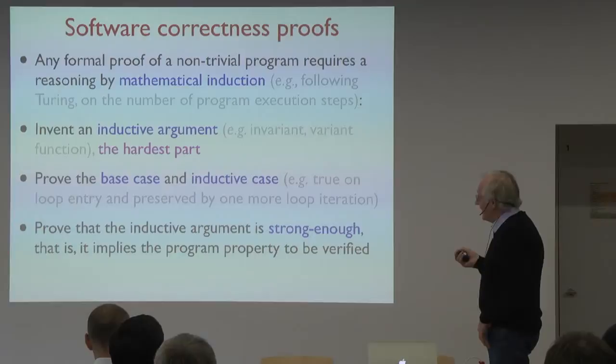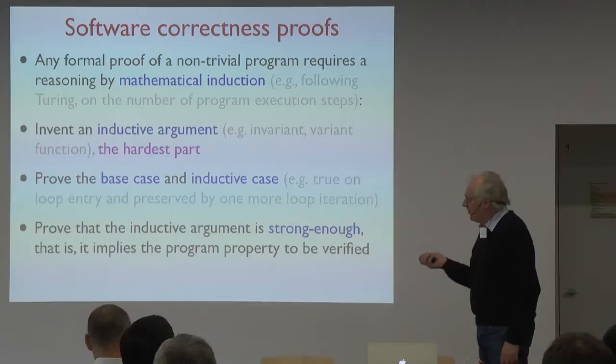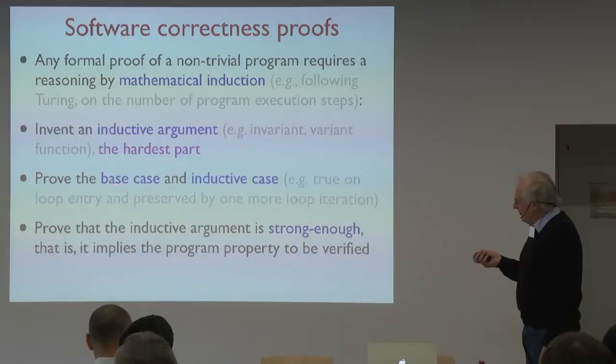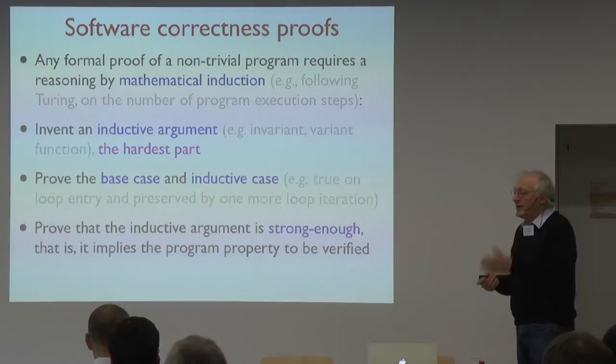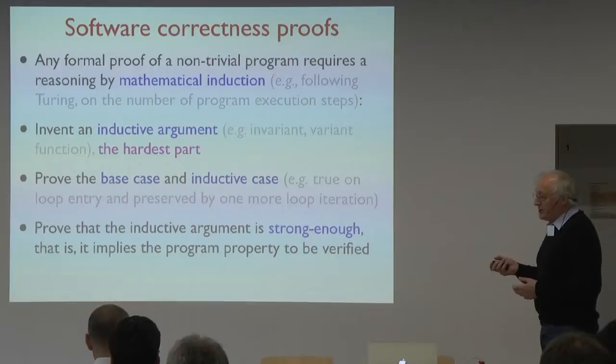Because when you speak to mathematicians, they just give you the inductive argument. They never give you the proof. If you know the inductive argument, they think you are able to do the proof. Then to do the proof, you have a base case like entering the loop, and then an inductive case where you do one more iteration or something like that. And finally, you prove that this inductive argument is strong enough. That is, it implies the property that you want to prove.